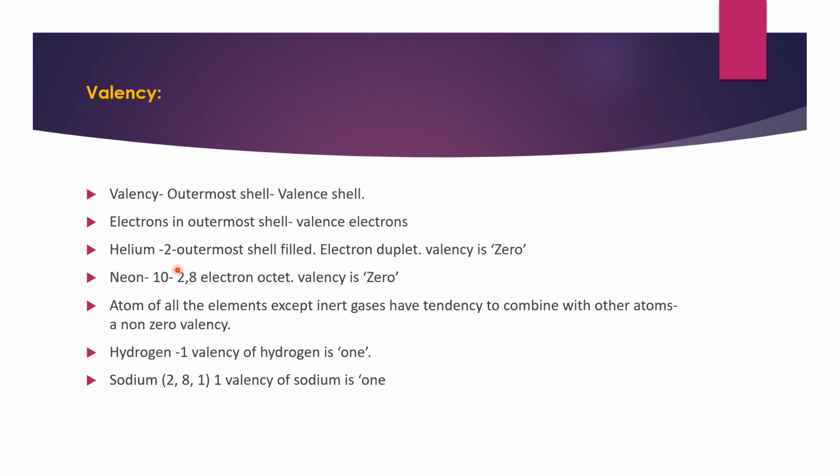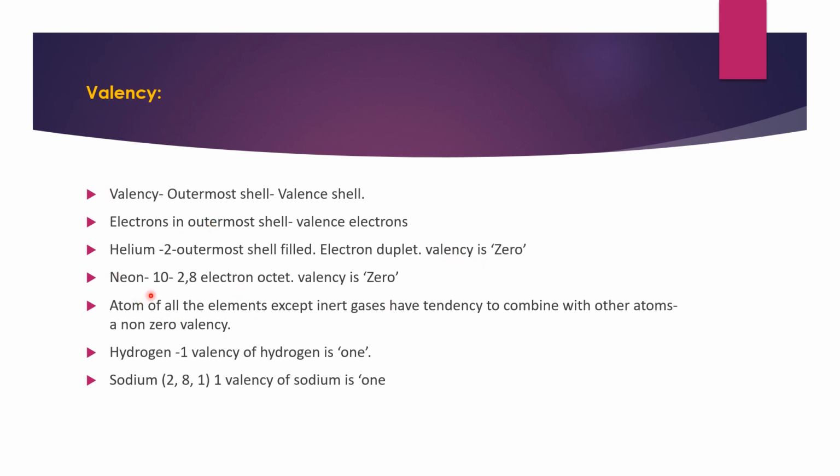So here one example is helium, having two electrons. What is the outermost shell? It has only one shell, and hence it is the outermost shell. It is filled. Two electrons are there and it is filled. It is satisfied. So basically, whenever the shell is filled with 2 electrons, the terminology is electron duplet. Now it is 2. It has no electron vacancy. That's why the valence is 0. It is satisfied.